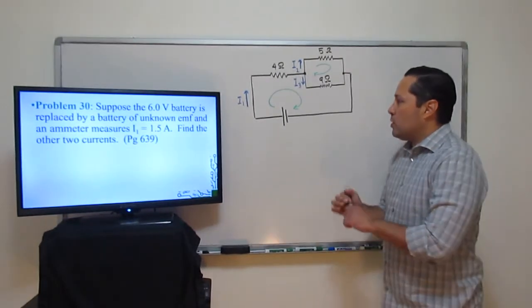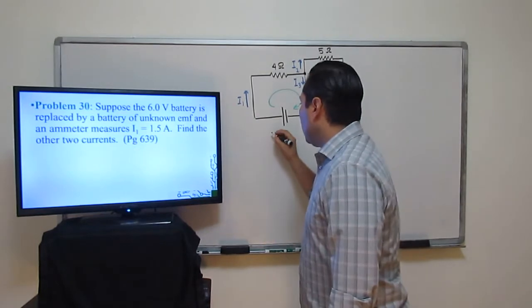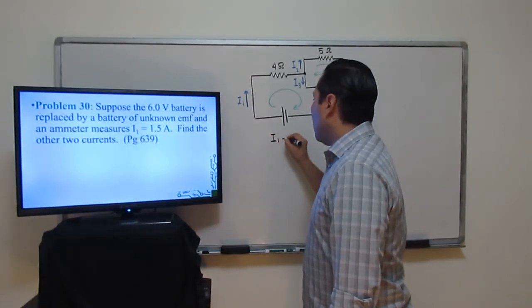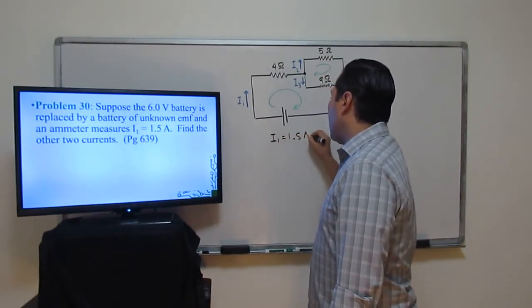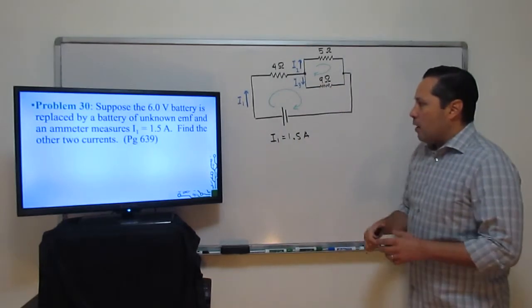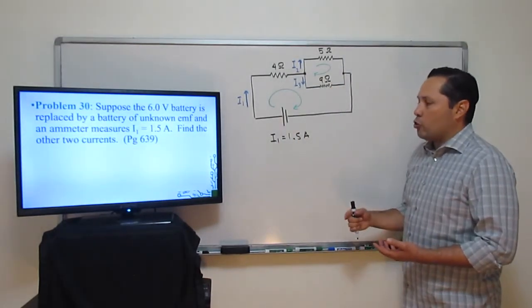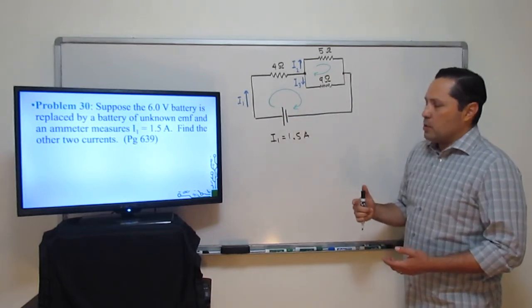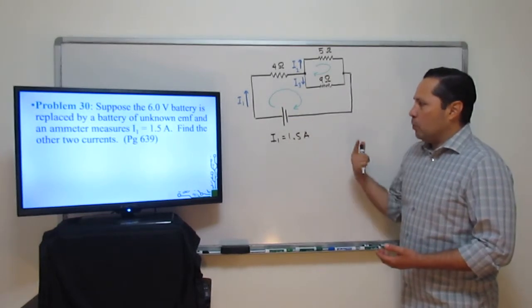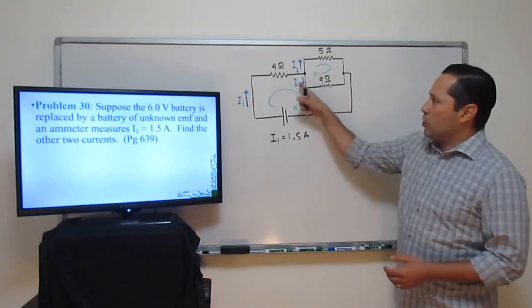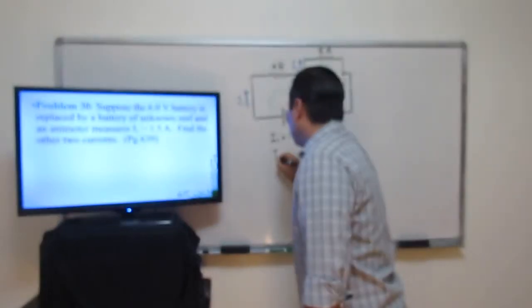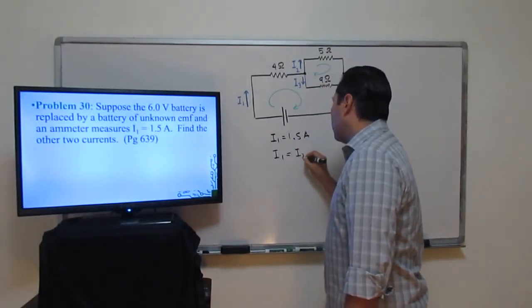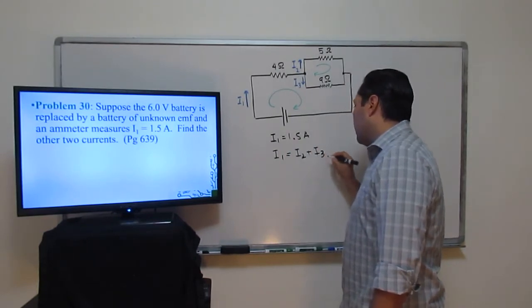So given to us is the following. We know that I1 is equal to 1.5 amperes. Now we can solve for the battery, which we don't know what it is, by the way. It's missing. So let's make the following claim using the junction rule. We know that I1 is equal to I2 plus I3.